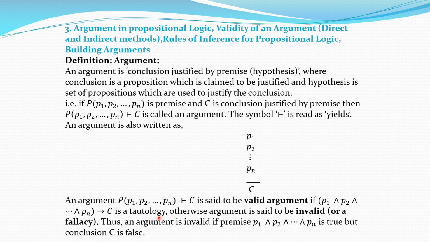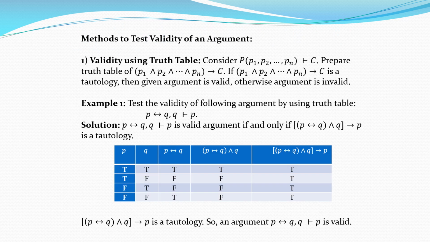But if it is not a tautology, then it is an invalid argument. Thus, an argument is invalid if the premises P1 and P2 and Pn are true, but the conclusion C is false. That means even though P1, P2, Pn all are true, we are getting the conclusion C as false. Then in that case, the argument is invalid.